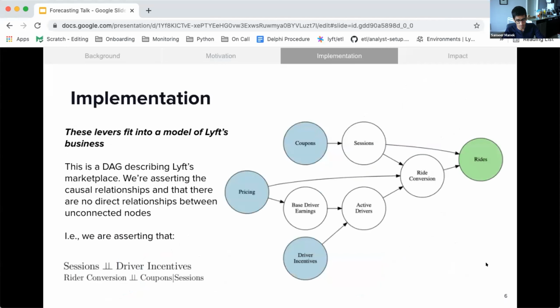Overall, though, these policies, these levers, fit into a model of Lyft's business. On the right here, you can see an overall causal DAG that we are asserting describes Lyft's business overall. The blue nodes are, again, those policy decisions that we have control over. We are asserting things like coupons have a causal relationship to sessions, but driver incentives do not. That is to say, we are making a claim that changing driver incentives will not change sessions. All of these claims, the missing arrows, are actually completely arguable. We made these decisions through a combination of expert knowledge and a lot of experimentation.